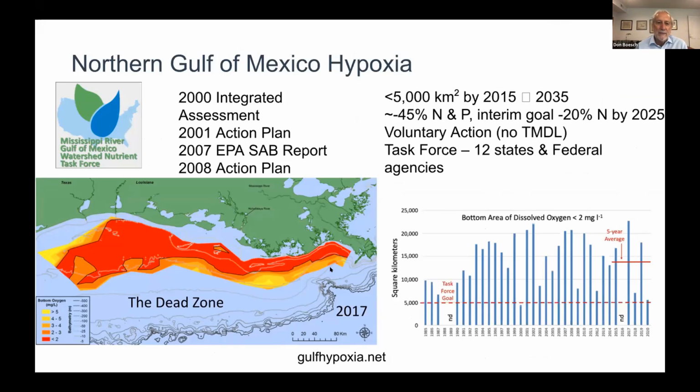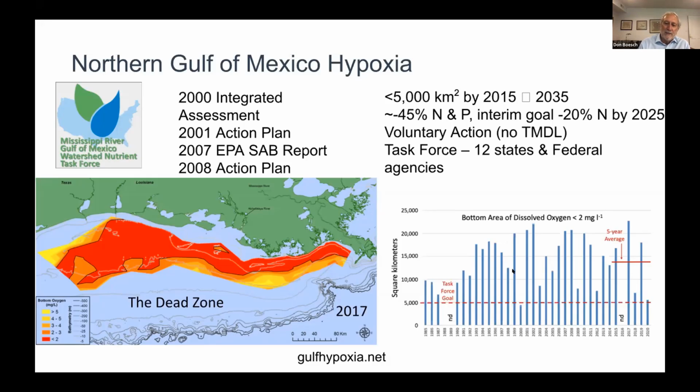So in 2001, there was an action plan endorsed by the upper basin states and EPA to reduce those inputs. There was no specific nutrient reduction target specified at the time. They just were going to take actions to reduce the scale and size of the dead zone, the hypoxia, to about a third of what it had been.